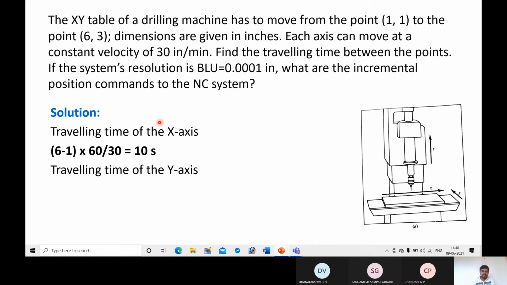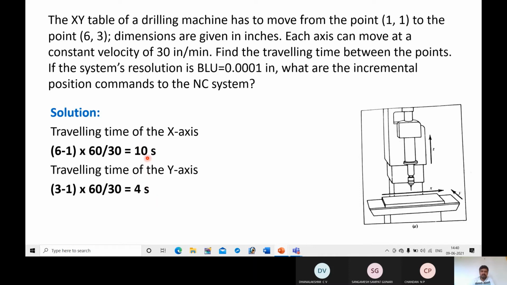Similarly, for the traveling time along the y-axis, 3 minus 1, it has to move 2 inches. 2 by 30 will give you the traveling time in minutes, multiplied by 60 will give you seconds. Now, find the traveling time between the points. Since it is a simultaneous movement, you have to consider the larger value, the one which is going to consume more time.